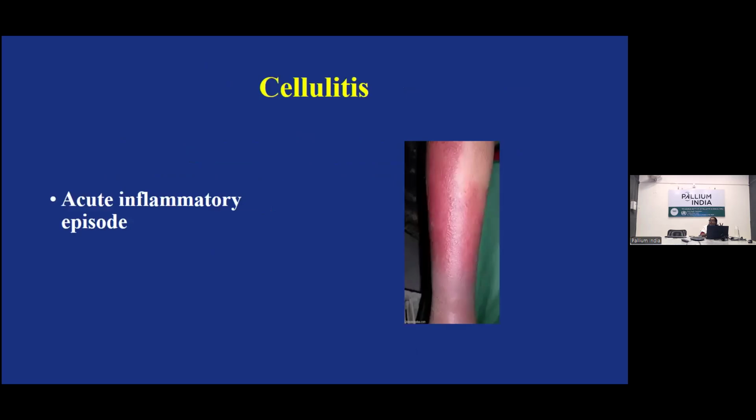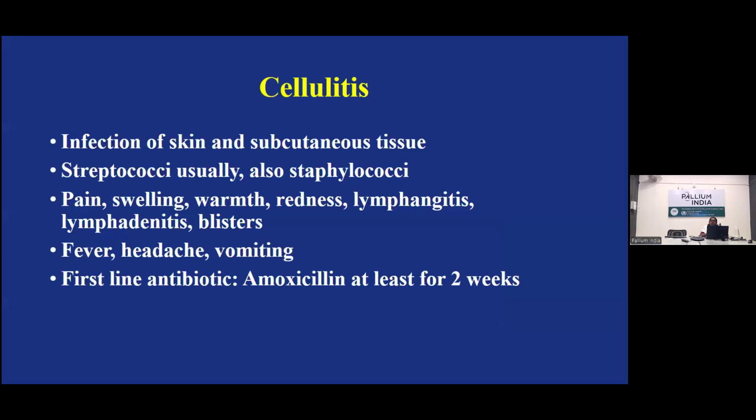There are two major complications of lymphedema. One is cellulitis, and the other one is lymphorrhea. Cellulitis is an acute inflammatory episode, so for that you have to give antibiotics. If you see any signs and symptoms of infection like cellulitis, you have to instruct the patient to take the opinion of the physician and take antibiotics. Amoxicillin is one of the good medications for controlling these kinds of infections.